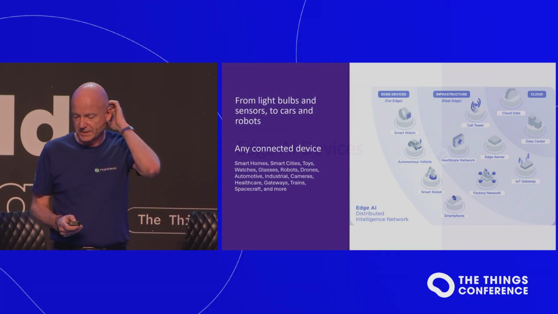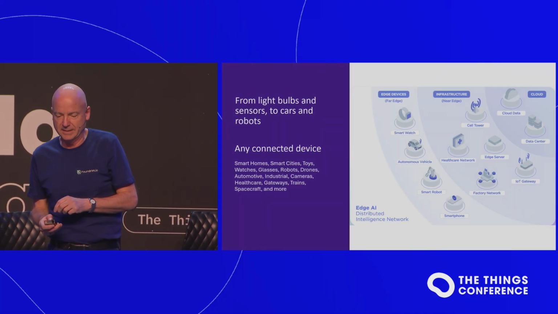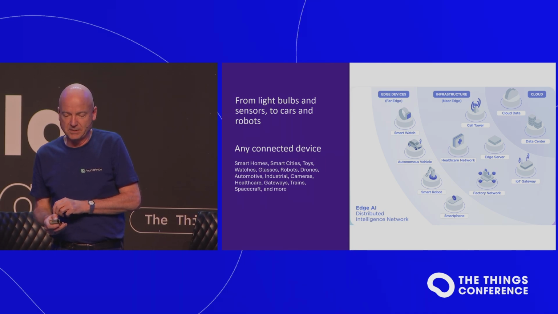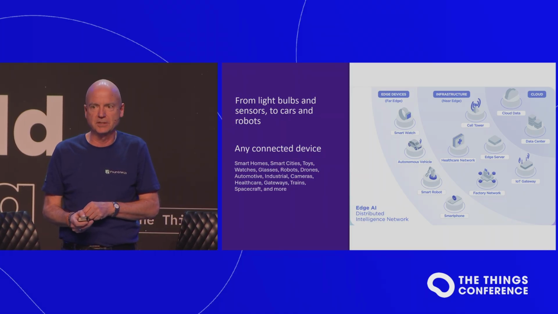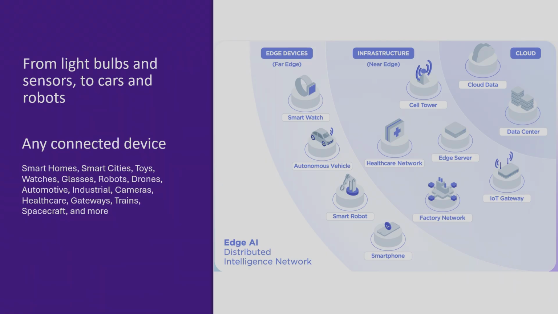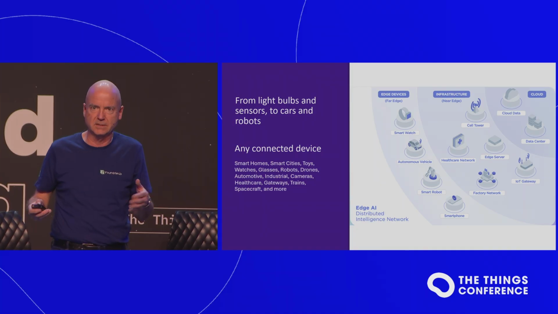So, what is an Edge AI device? Well, pretty much everything. You can have light bulbs, you can have sensors, you can have cars, robots, spaceships, anything that has computing inside, any connected device. Indeed, often non-connected devices. You may have a secure factory where you don't want to be connected to the internet, but you've still got devices that are critical for your business need. So anything, smart homes, smart cities, toys, glasses, robots, etc.